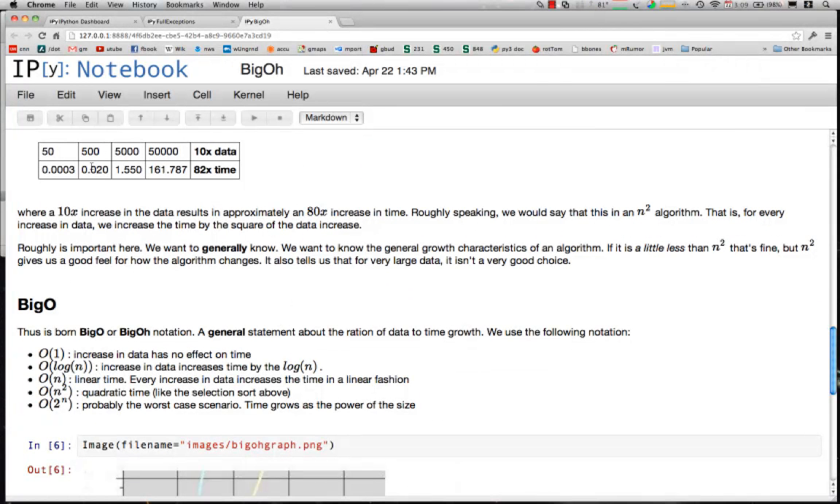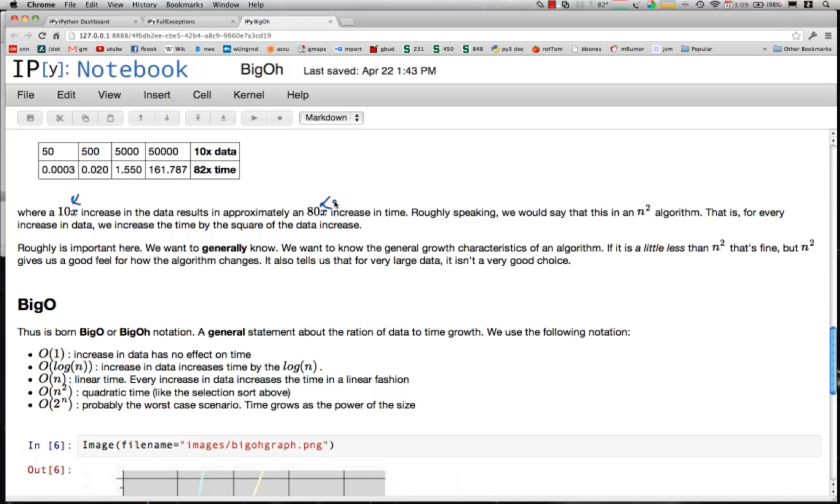And if I put this in a table, 0.003 to 0.02 to 1.55 to 161, every time I multiply the size of the data by a factor of 10, on average, the amount of time it takes goes up by a factor of about 82 on average. So for every 10 increase, I get an 80 increase in time.